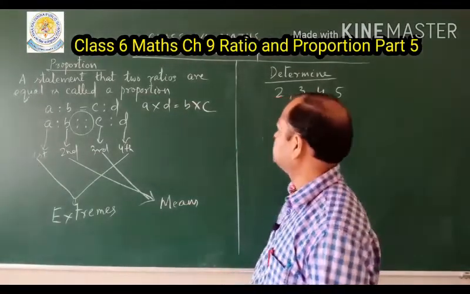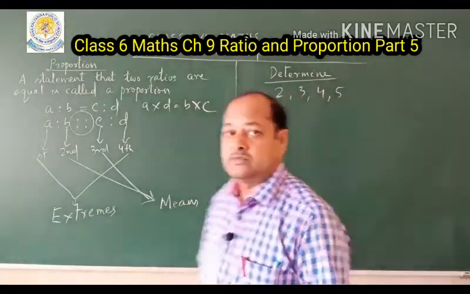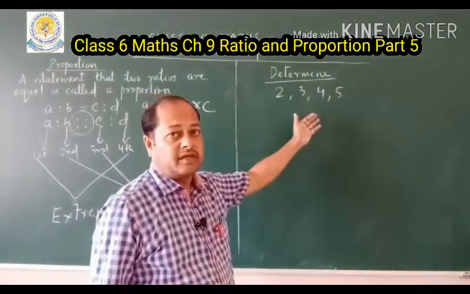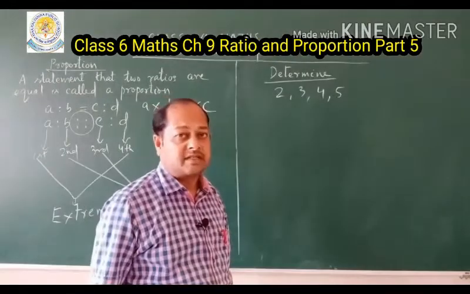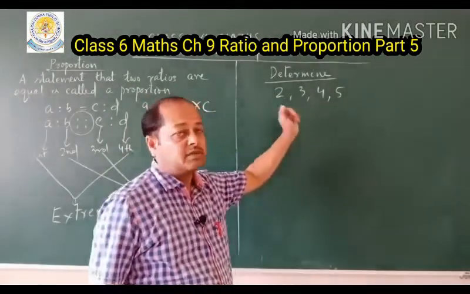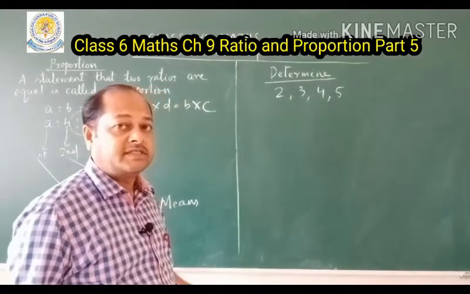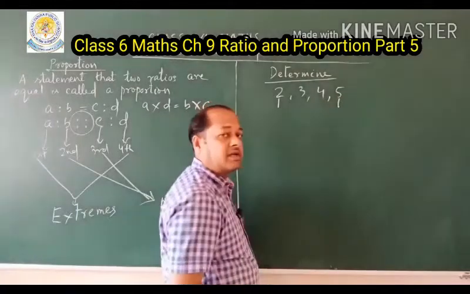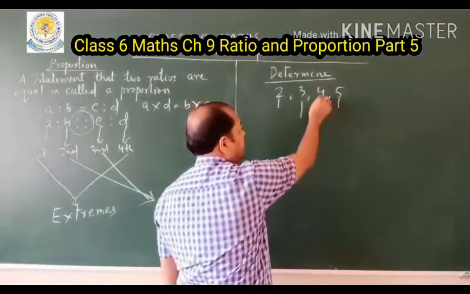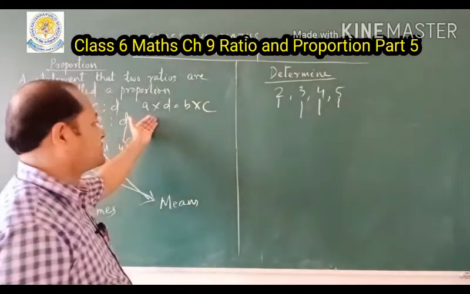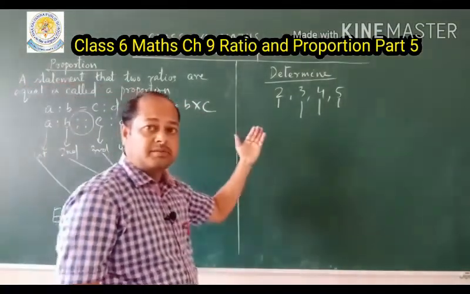Okay, let's see this example. The question says determine 2, 3, 4, 5. Here there are 4 terms: first term, second term, third term and fourth term. So we have to identify what are the extremes here. So 2 and 5 are called extremes and 3 and 4 are called means. So what is the rule? The product of the extremes equals the product of the means.